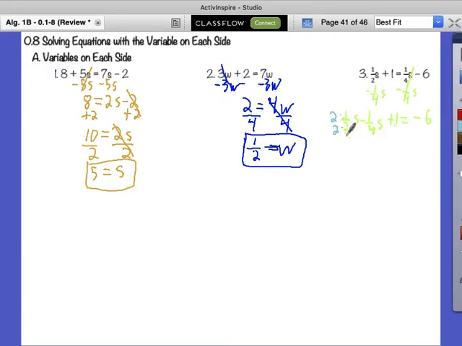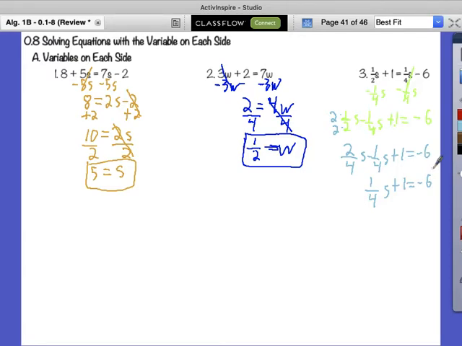What's 2 times 1? 2. 2 over 4. 4s minus 1 over 4s plus 1 equals negative 6. Now can we combine those s's? What do they combine to be? 1/4 s, right? 2 minus 1 is 1. The bottom stays the same. The denominator stays the same. 1/4 s plus 1 equals negative 6.